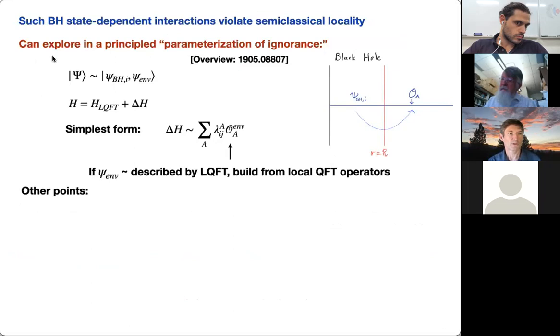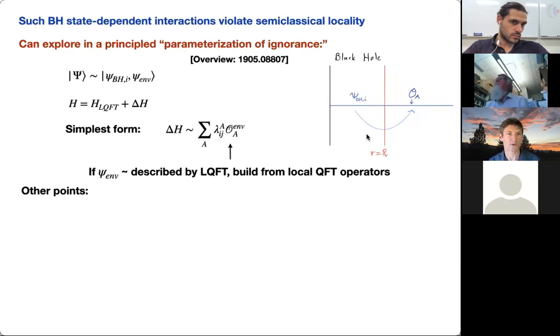But what I've proposed to do is explore those in a principled parameterization of ignorance, and a brief overview is, say, in this reference here. So we write the state in the way we've been writing it, the internal part and the state of the environment. And local quantum field theory evolution gets us into trouble, but we need a correction to that, which we're going to parameterize. And that correction, delta H, needs to, like I said, transfer information from the internal state of the black hole to the state of the environment.